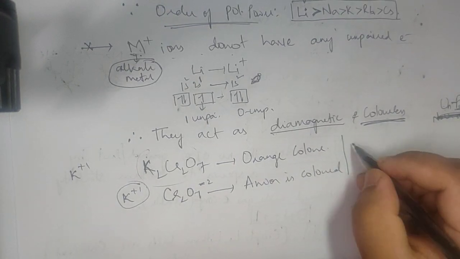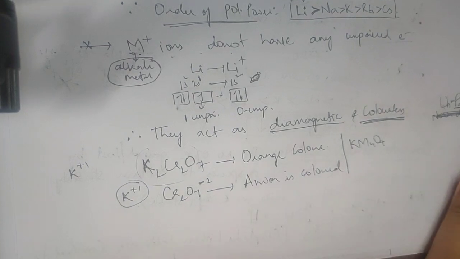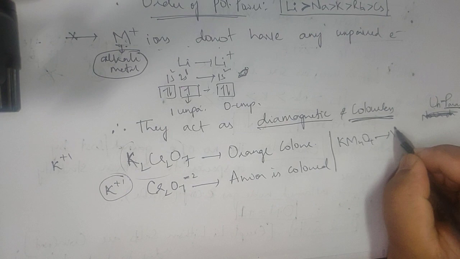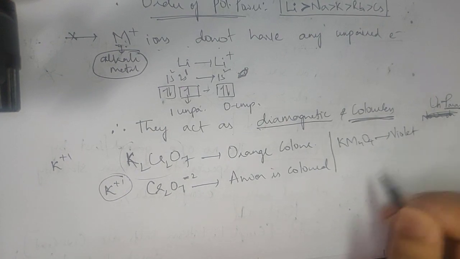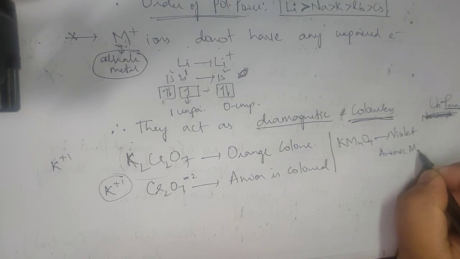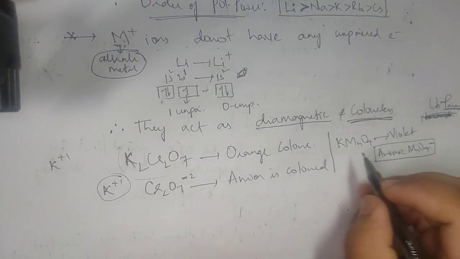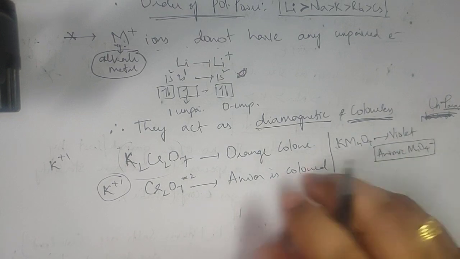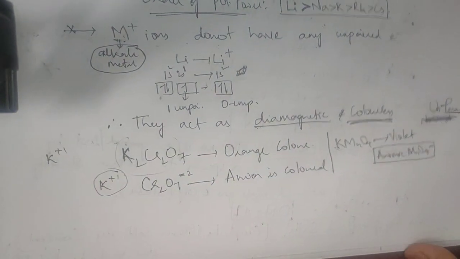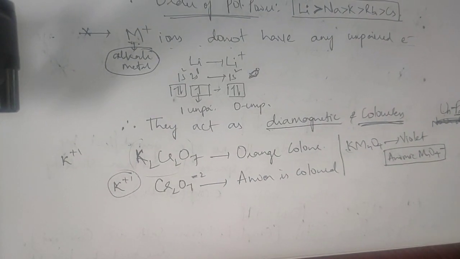The same goes for the explanation of KMnO4, potassium permanganate. This is violet in color. It is violet because of the anionic MnO4 minus, not because of K plus ions. So that is about the various properties related to the oxidation states.